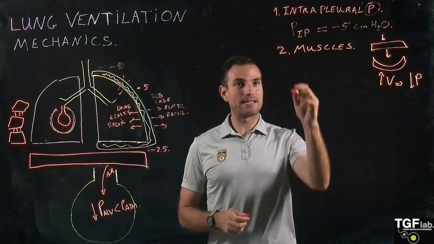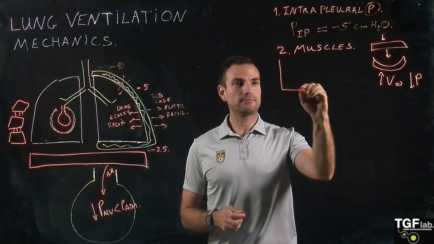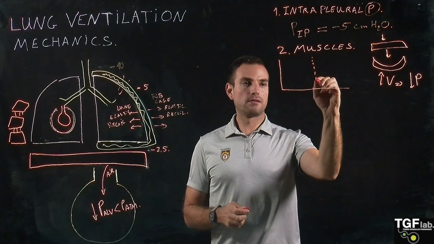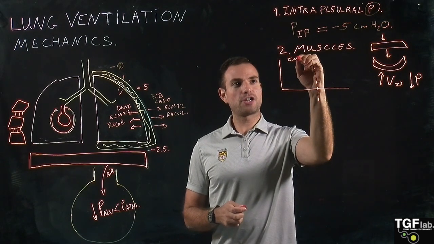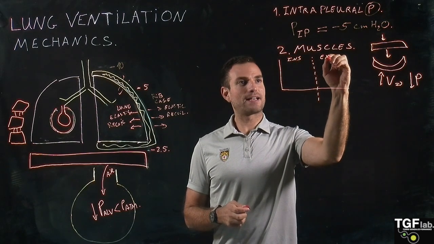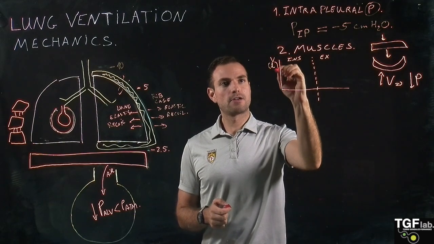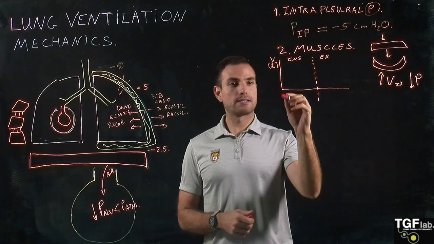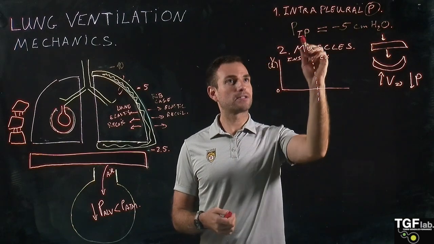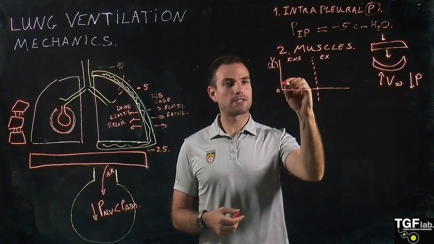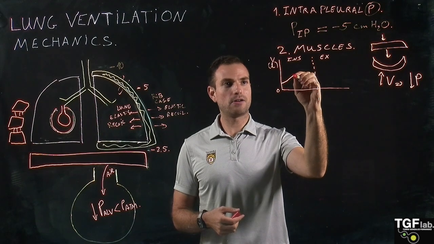If we represent this in a graph, here we have inspiration, here we have exhalation, and here we have the volume in liters. In our lungs there's always a bit of air because of the intrapleural pressure, so the volume is always going to start a bit here.